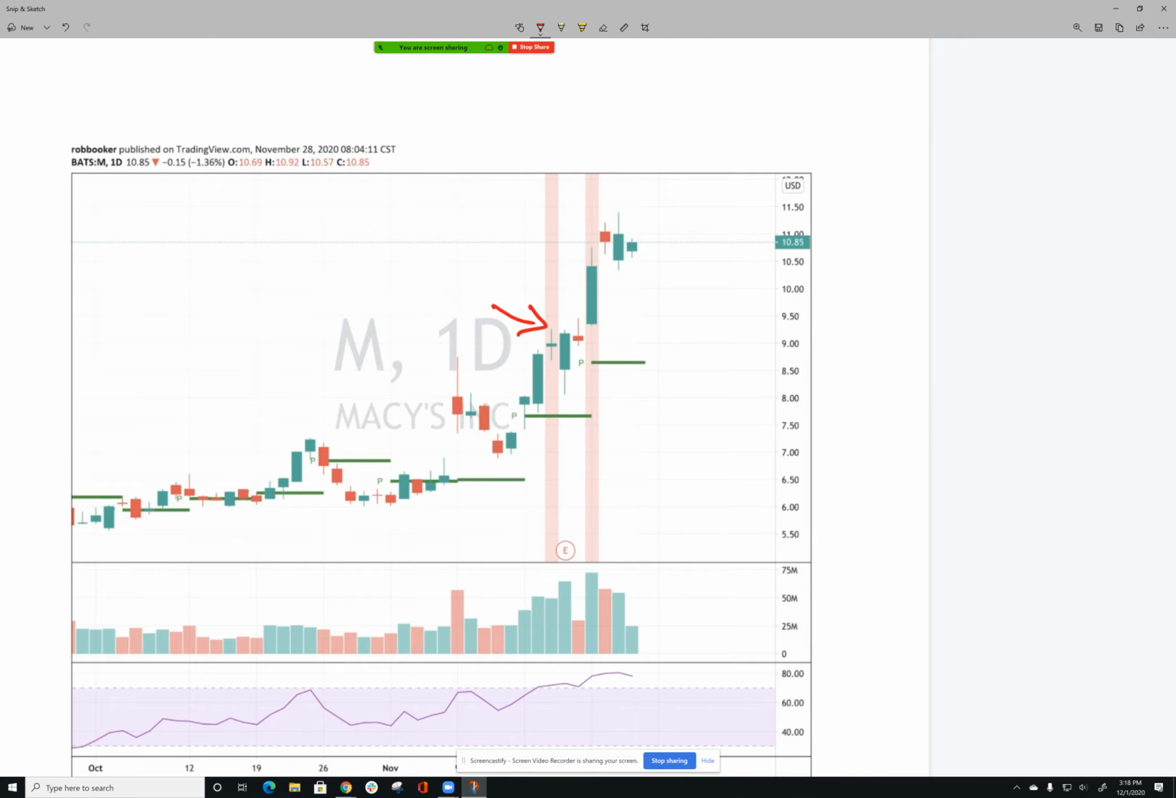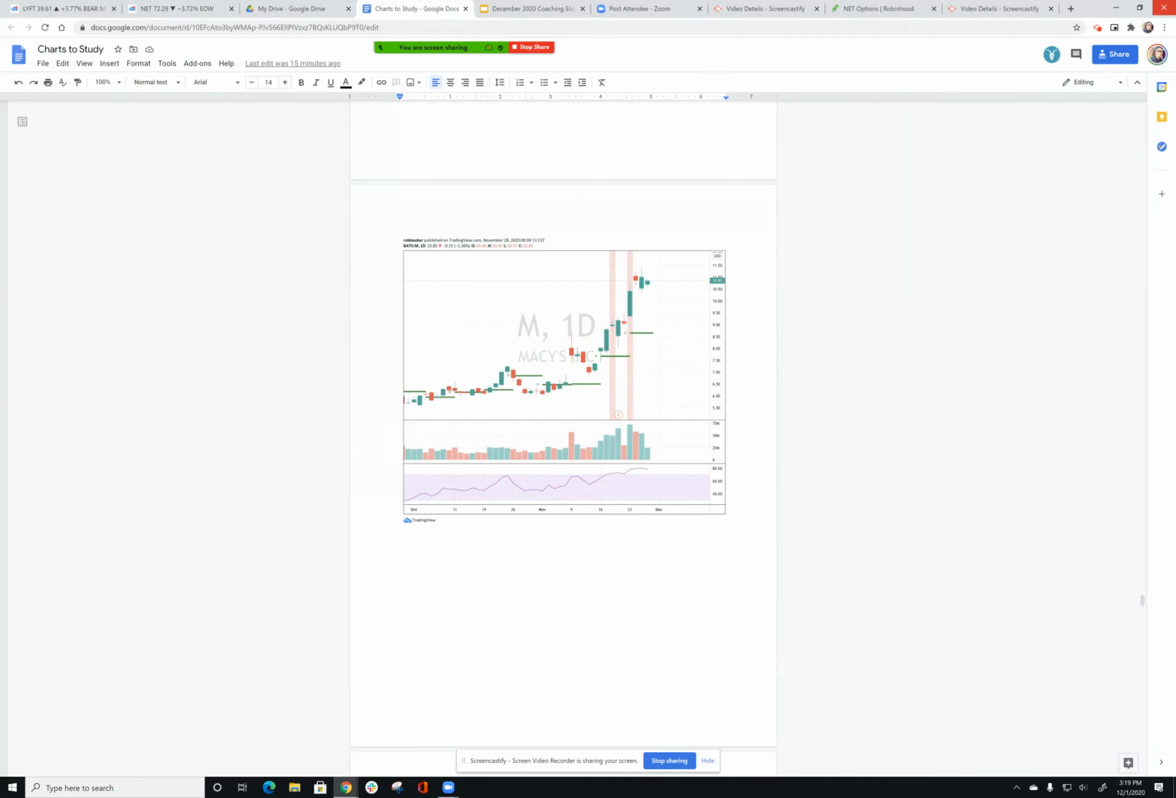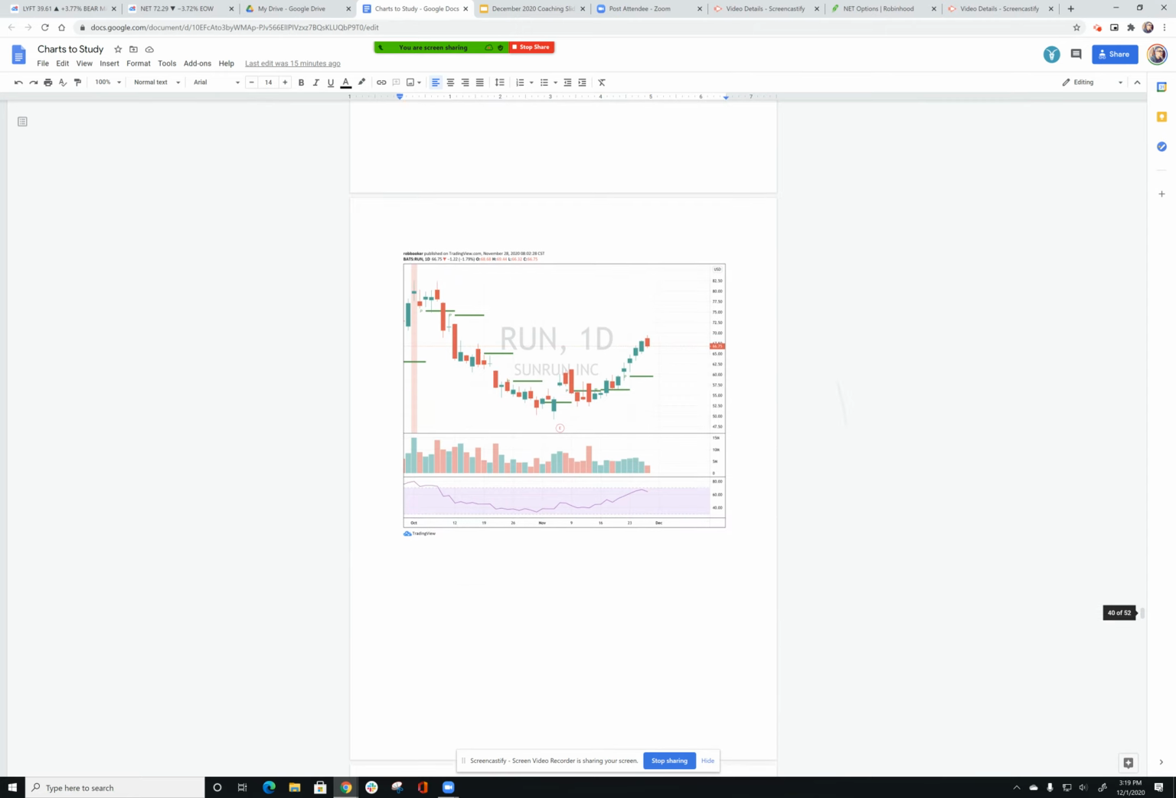Macy's day 1, no real gap, small candle body. Day 2 candle is bullish. There's just no trade there. This is a giant bullish candle on day 1. It doesn't count. There's no trade there. There's no trade there. It doesn't exist.